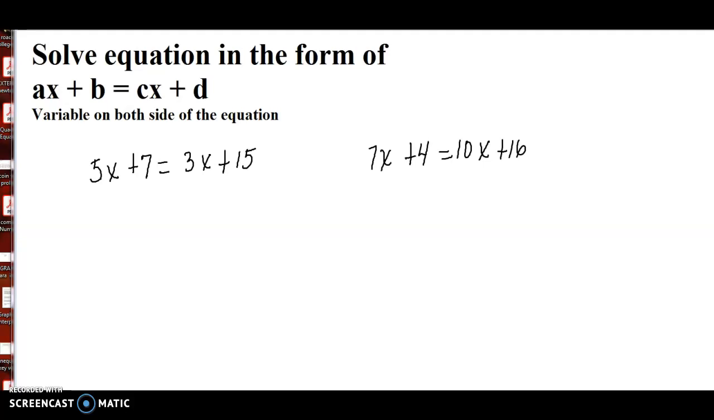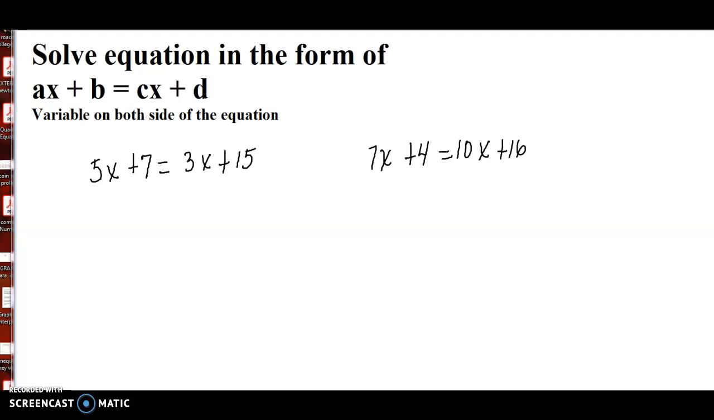In this lesson, we're going to learn how to solve equations in the form of ax plus b equals cx plus d, where we have variables on both sides of the equation. So let's look at our first problem. We have 5x plus 7 is equal to 3x plus 15.